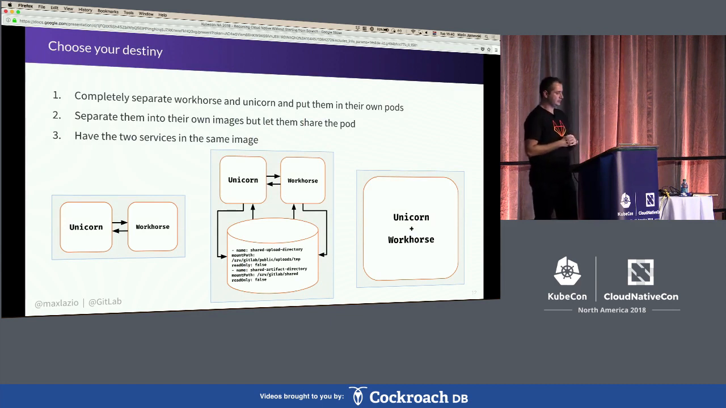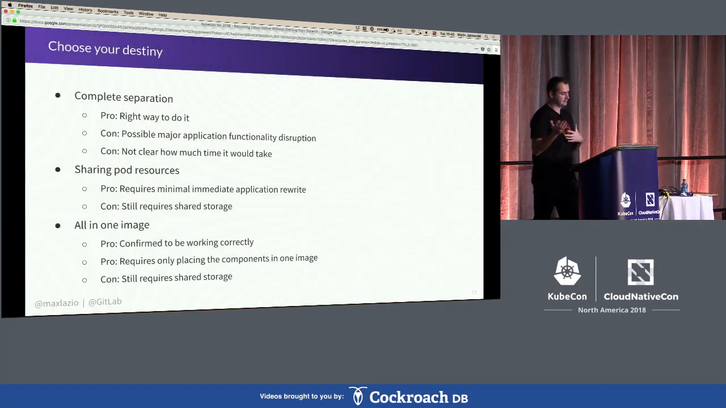But when we looked into what other options we had, something started to crystallize for us. Completely separating these components would mean a lot more engineering hours, and this is something that we obviously didn't have at our disposal. Having them separated in their own containers, but sharing the pod resources was one option that we could use. And finally, the third option was, let's just stick them together in one container. We know that works, and let's move on. Now, each of them has its own pros and cons.